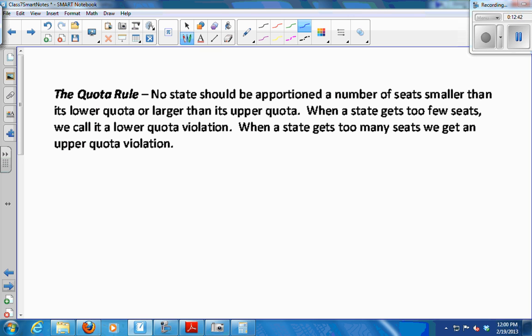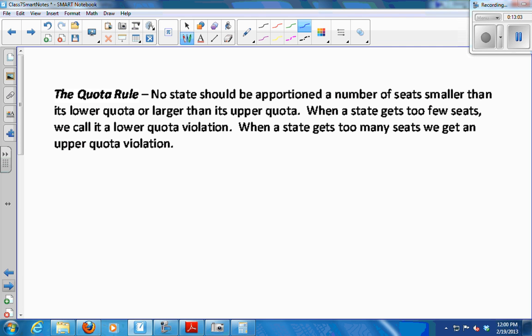So the quota rule says that you should always get either your lower quota or your upper quota. If your standard quota is 12.4, you should get 12 or 13 seats. Those are really the only 2 fair options. To give you fewer than that would be really unfair, and more than that would also be really unfair.